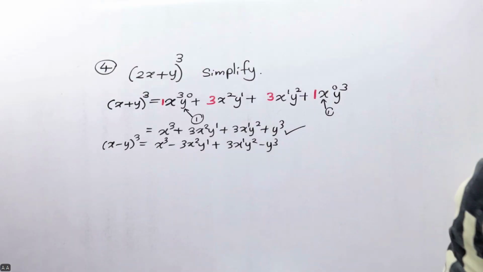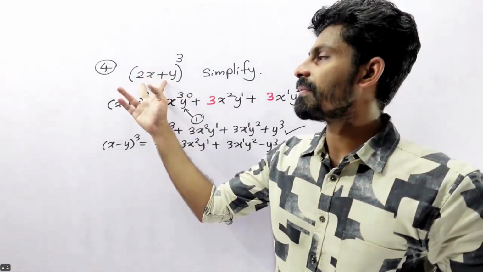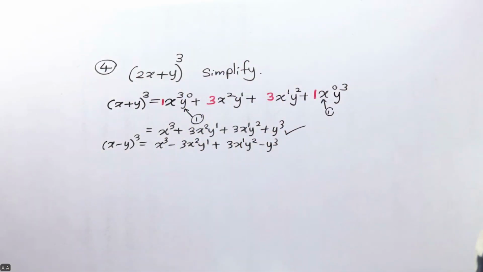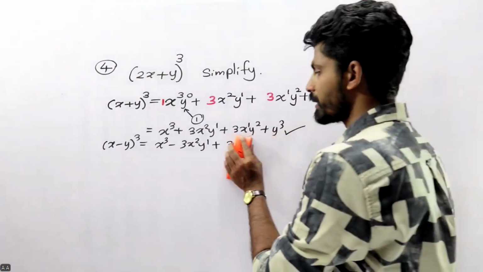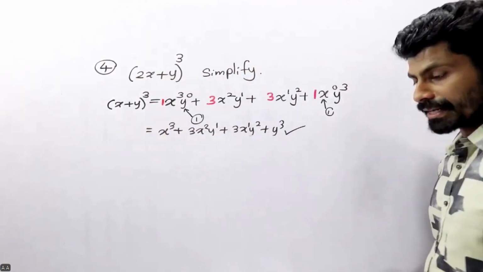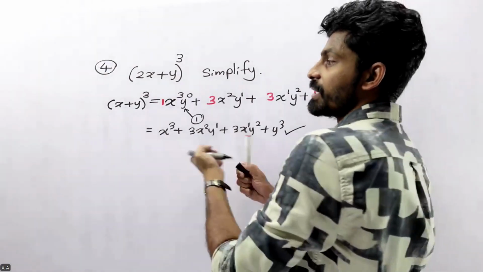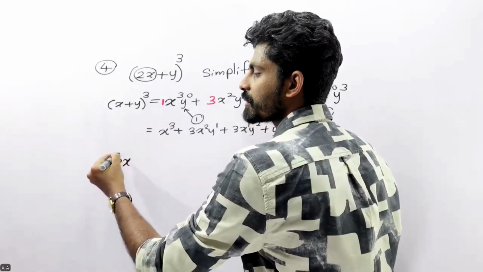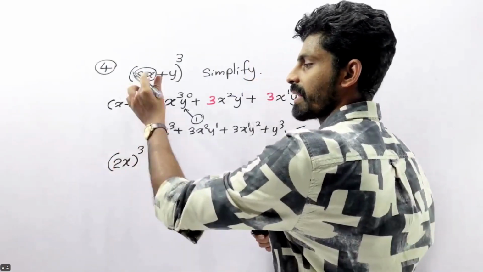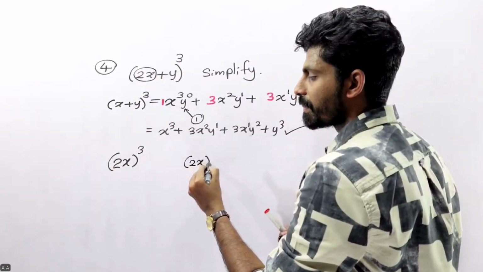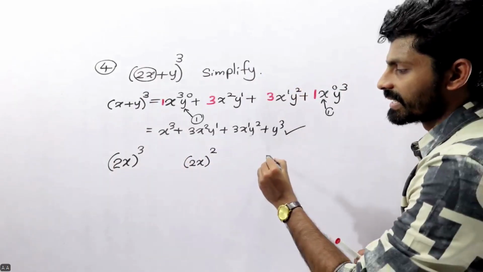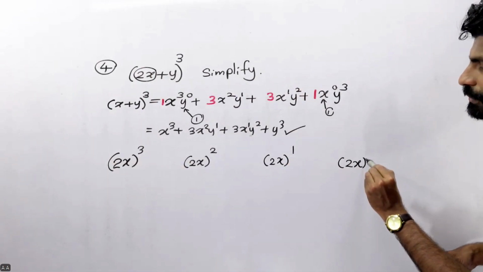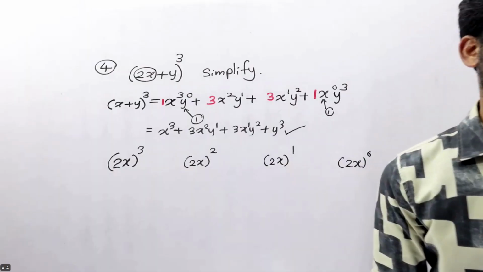Now let's quickly try to simplify the fourth one. How to simplify the fourth one? Now look at this one: 2x to the power 3, 2x to the power 2, 2x to the power 1, 2x to the power 0.